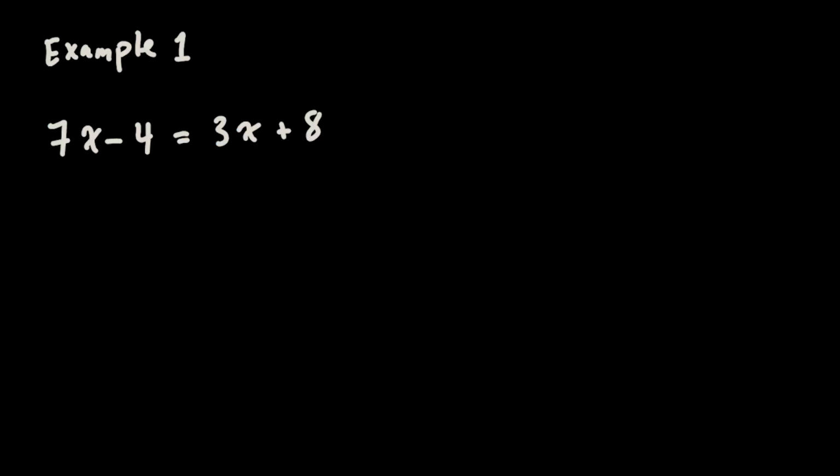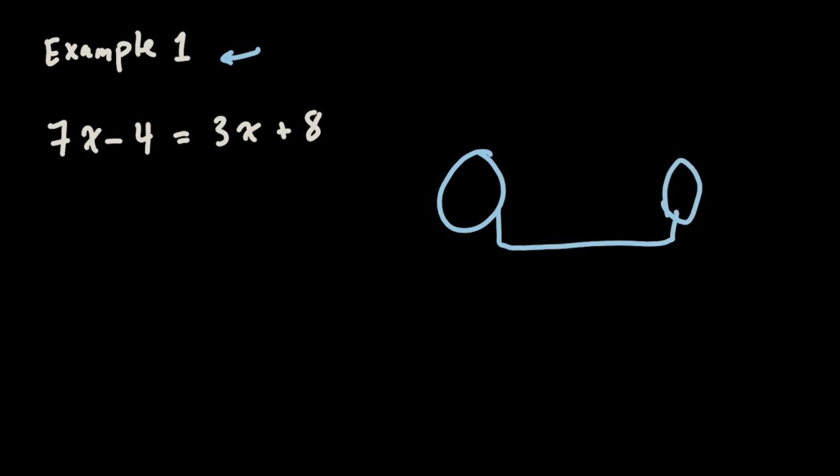Let's see an example. Example number 1 says we want to solve this linear equation. To solve a linear equation, just imagine that the equation is nothing but a balance. If you add something here, you have to add the same thing on the other side. Or if you subtract something from here, you have to subtract the same amount from the other side. So let's see how we can solve this equation.